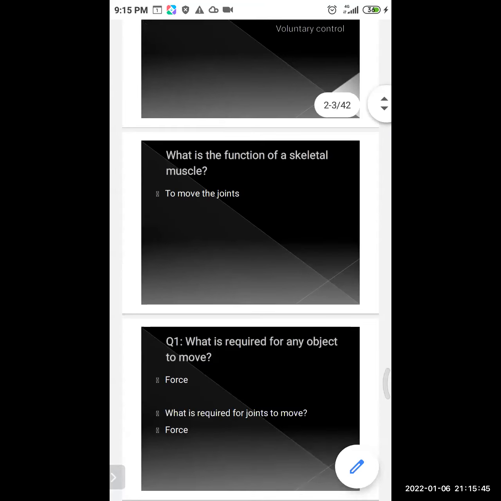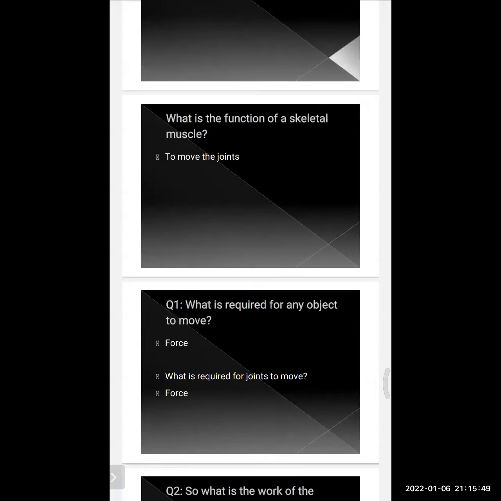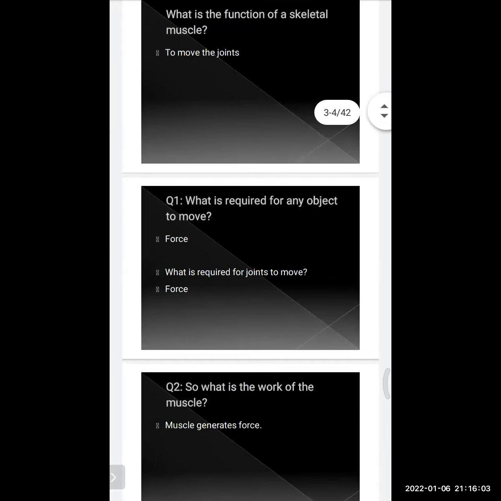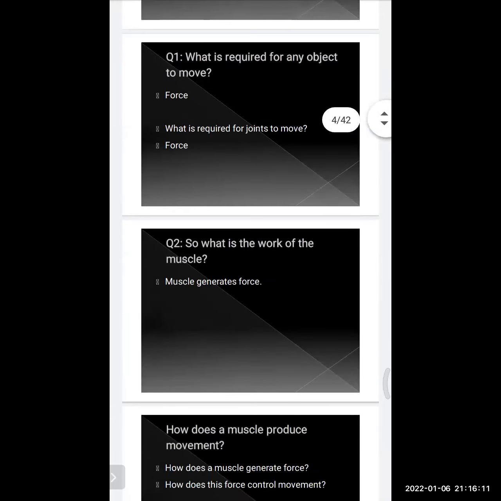Okay, right? So we all know that for any movement to happen, there is a requirement for a force, right? So whenever muscle is going to pull a joint and move a body part, it basically requires a force. So the work of the muscle is to generate this force, all right? So that's going to do that, right?